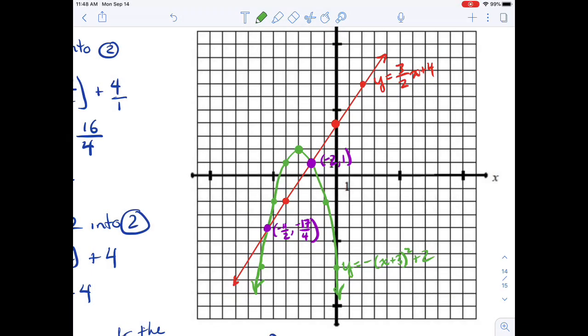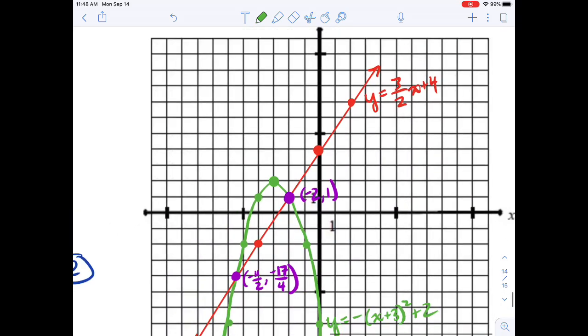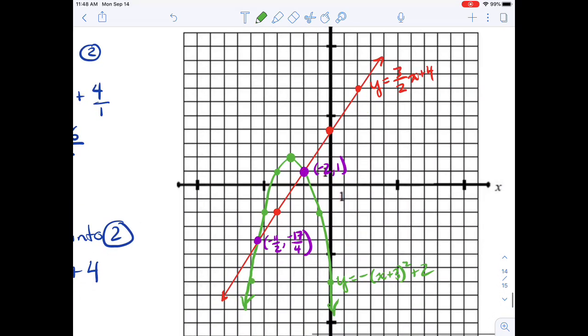So here's how mine worked out. You can see for something like this, when you're doing more than one relation on a graph, it's really important that you label each one separately. So make sure we label with their equations, as you can see I've done for each one. And then we can identify what those points of intersection are.